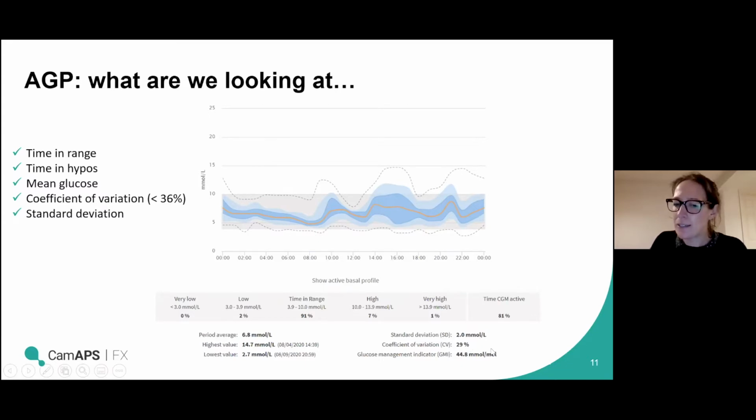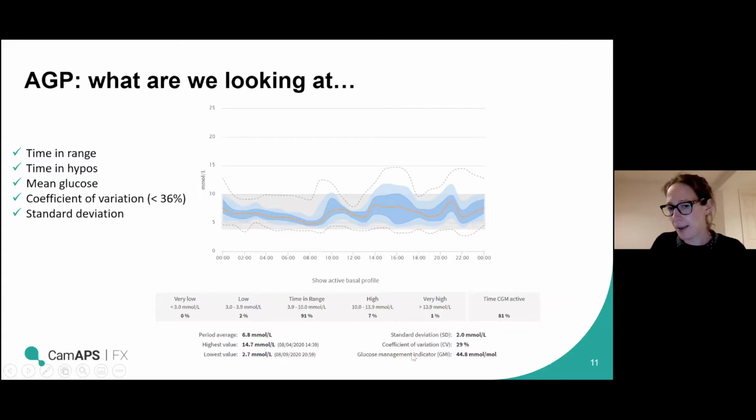And then we use this measure of variability called coefficient of variation. It tells you how variable the glucose is. It's been reported in studies that a coefficient of variation less than 36% reflects a stable glucose profile. Where it's greater than that, the risk of significant hypo and hyperglycaemia is much more likely. So we're targeting this to be less than 36%. And you can see here, in this case, it's 29%.